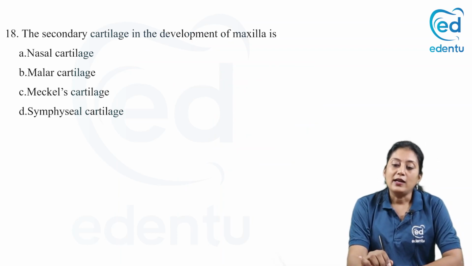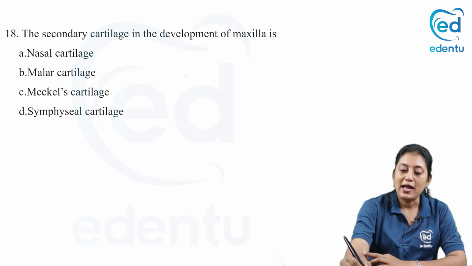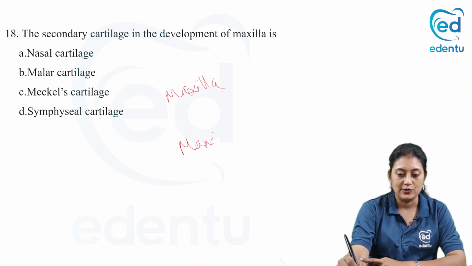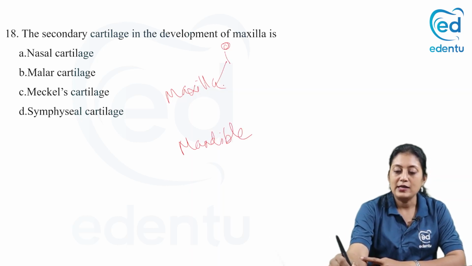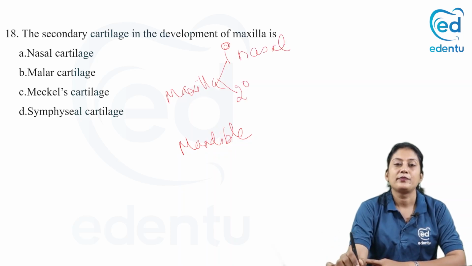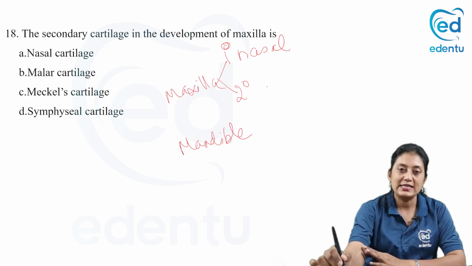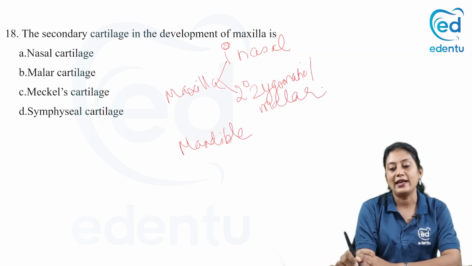The secondary cartilage in the development of maxilla is. Now please remember, both in maxilla and mandible, you have primary cartilages and secondary cartilage. So in maxilla, the primary cartilage is called the nasal cartilage. That will be resorbed and then it will be replaced by bone. The secondary cartilage is called zygomatic cartilage, otherwise known as malar cartilage. That is the secondary cartilage.